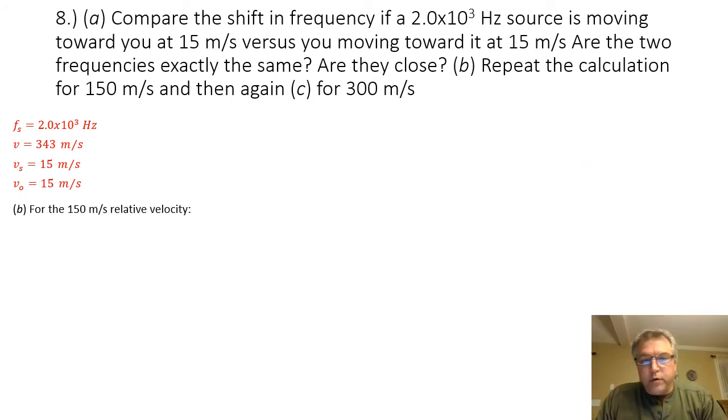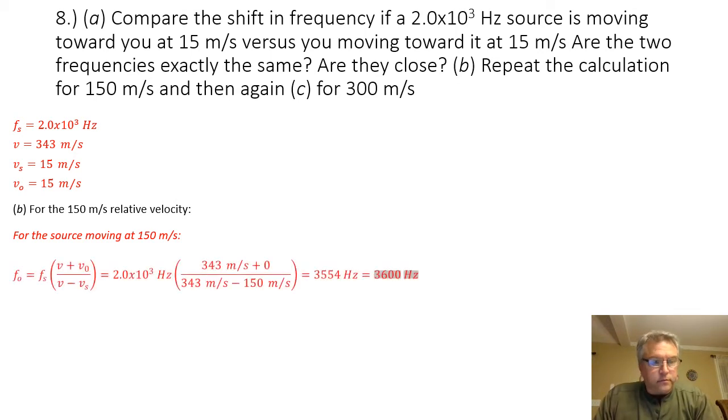For part B, we're going to repeat the same calculation, but we're going to change the velocity to 150 meters per second. So if the source is moving at 150 meters per second and the observer is stationary, everything else stays the same. We are keeping our Doppler formula.